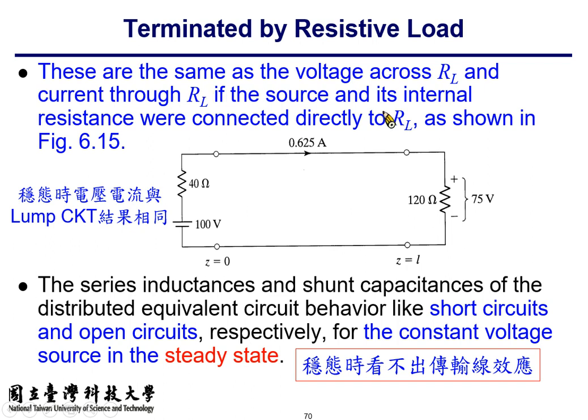So at the steady state, the total voltage and the total current on the line are the same as in lumped circuit analysis. During the steady state, the transmission line will have no effect on the steady state voltage and current of this DC circuit.